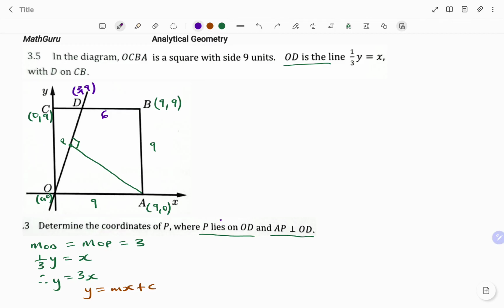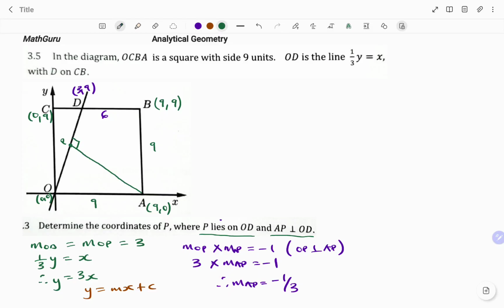Therefore, I have m_OP times m_AP because they are perpendicular lines. If I multiply the gradients, it's going to give me -1. The reason being OP is perpendicular to AP. m_OP is 3, so therefore to find the gradient of AP, m_AP, which is -1, I divide both sides by 3, so m_AP is -1/3.